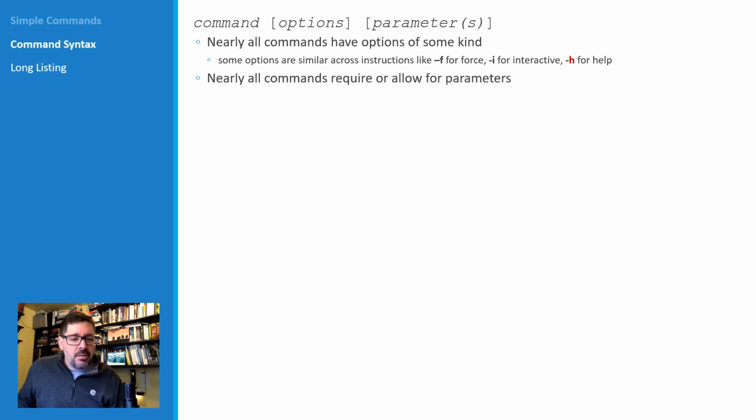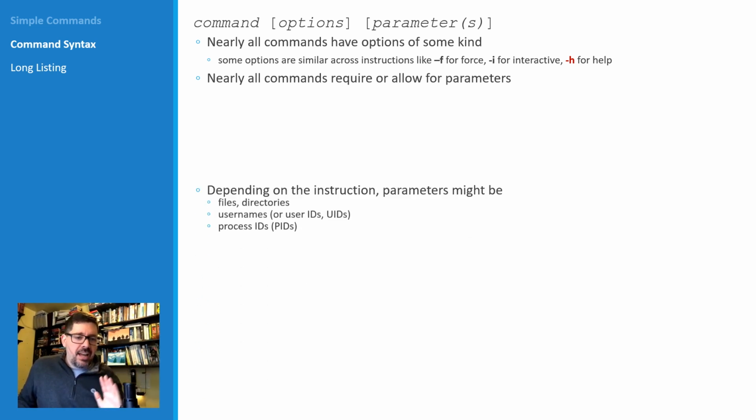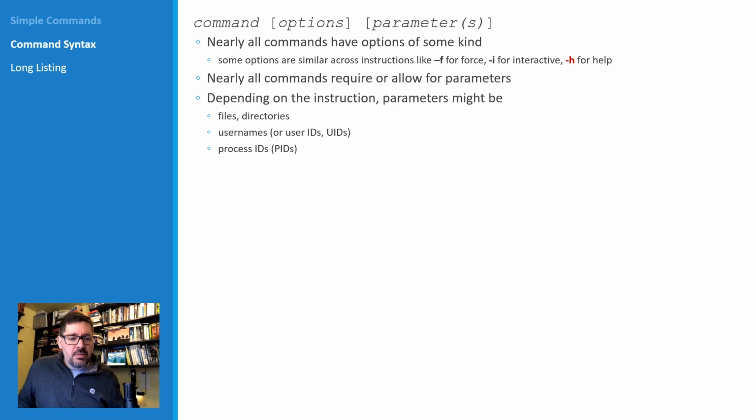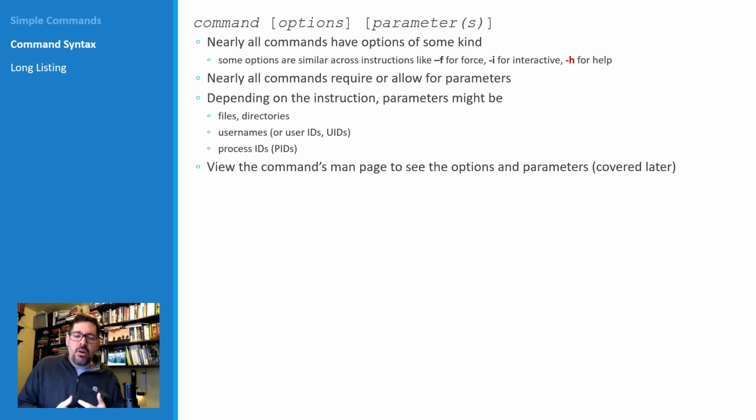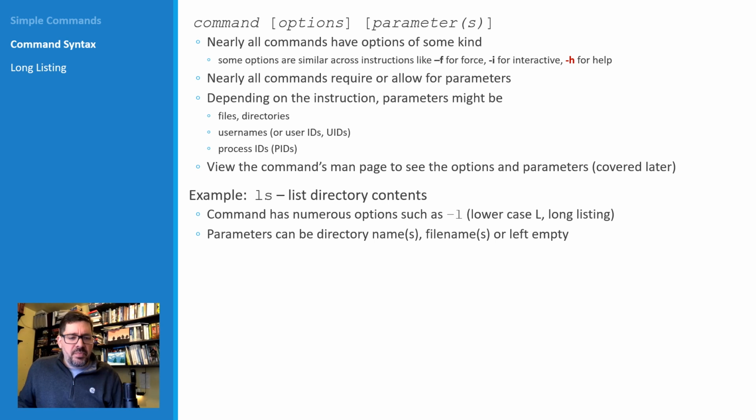So nearly all the commands are going to require or allow some kind of parameters. And depending on the instruction, the parameters could be files, directories, usernames or UIDs, process IDs, and so forth. All kinds of different things. So to view the command's man page, that's going to show you all the different options and parameters, which we're going to cover later. I'm going to talk more about the different help that's available to us from the console. So an example is, in the next slide, I'm going to show you how to use the ls command, which shows you how to do directory listings. And you'll see some of the options that you can use with the ls command. And again, it's just a very basic command with some options.